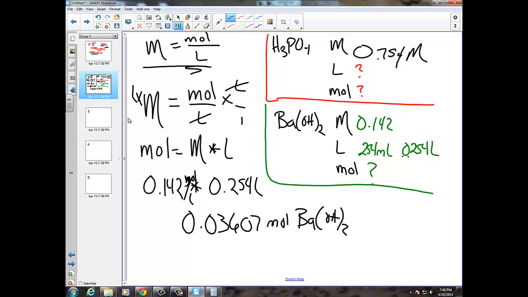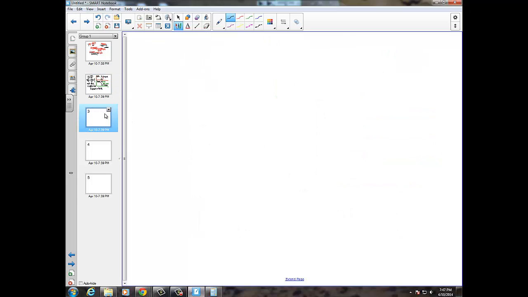Okay. So now I know all of these. 0.03607 for there. But now I can do a ratio. Now that I know moles of barium hydroxide, I have a balanced equation. Anytime I have a balanced equation, I can generate a mole ratio, some stoichiometry. I can calculate everything else.